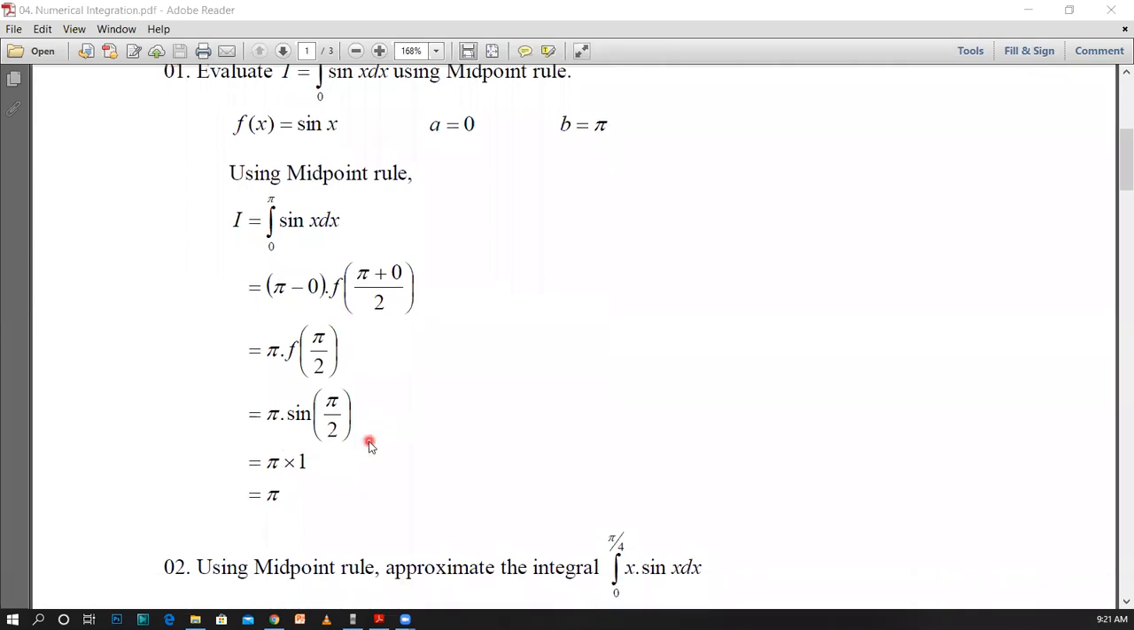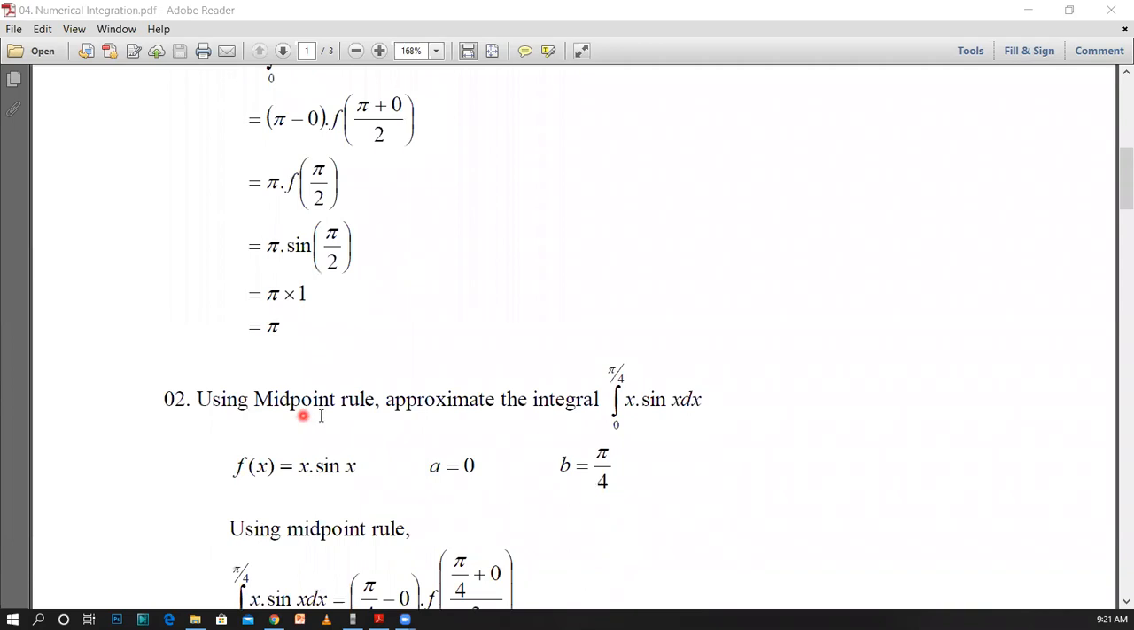Then another example is you are asked to use the midpoint rule to approximate the integral x times sin x dx. It means that this is the function you are having in the region of 0 to 5 divided by 4. Therefore, if you identify the values associated with this problem, you can see that f(x), it is the function, equals x times sin x. X times sin x is the function you are having, and a is the lower value or the lower limit of the integral, and b is the upper limit of the integral defined by 5 divided by 4.